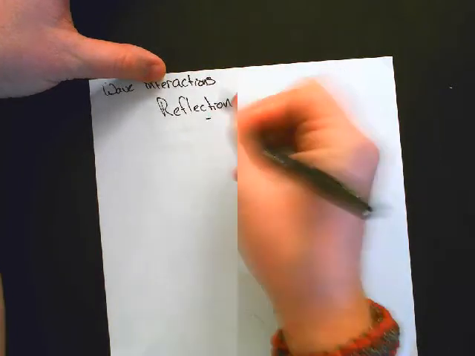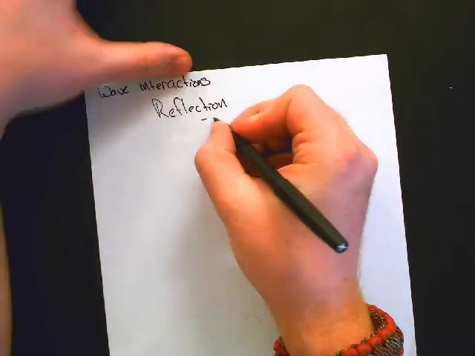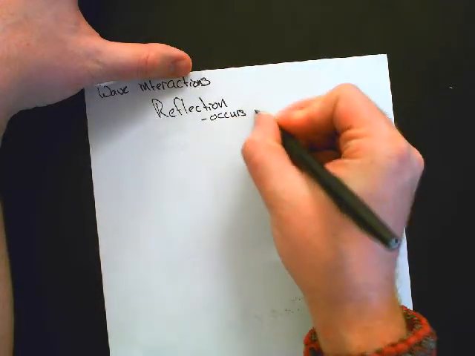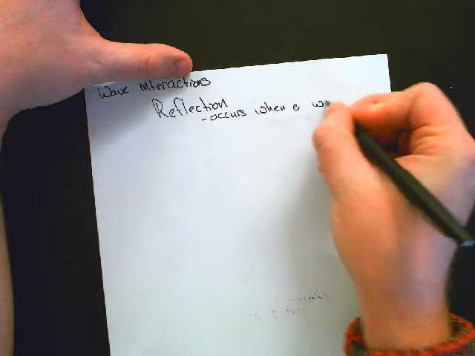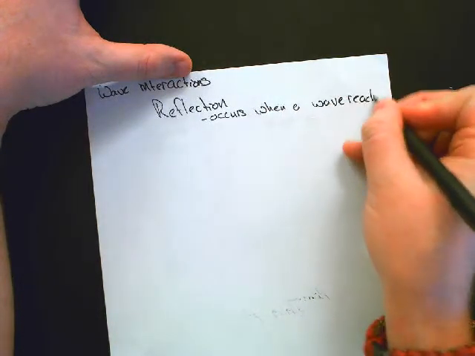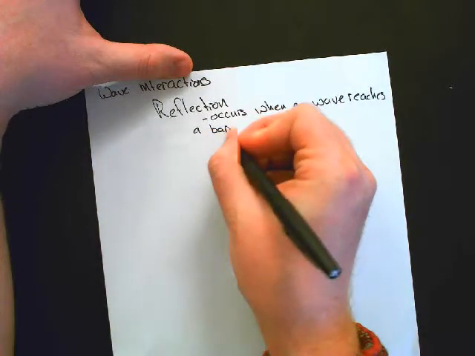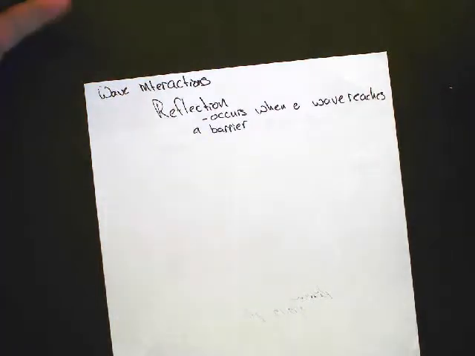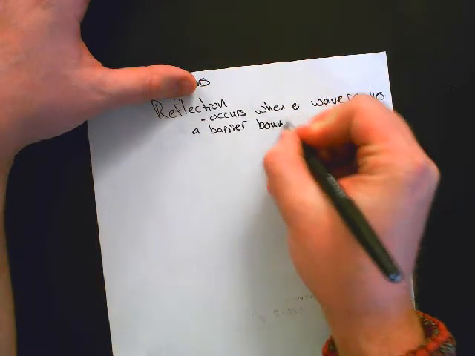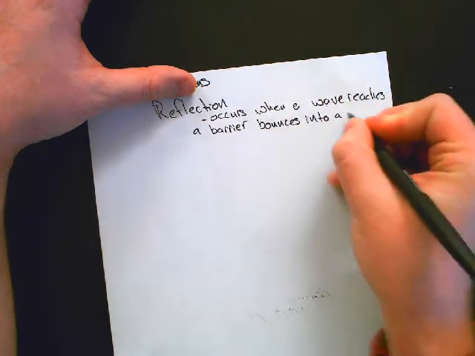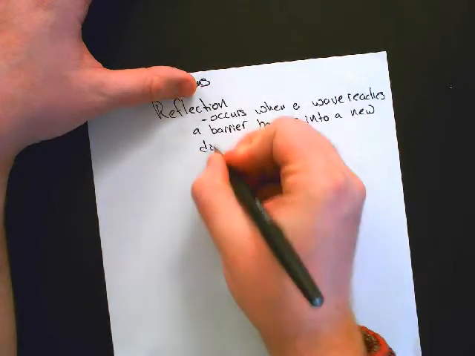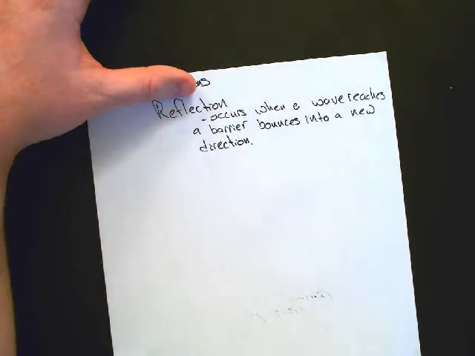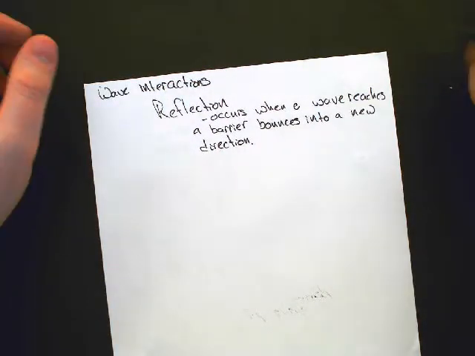A reflection occurs when a wave reaches a barrier and bounces into a new direction. I'm using "bounces" because I don't really want to use the word "reflects" in a definition for reflection. All right. It might have been better previously.